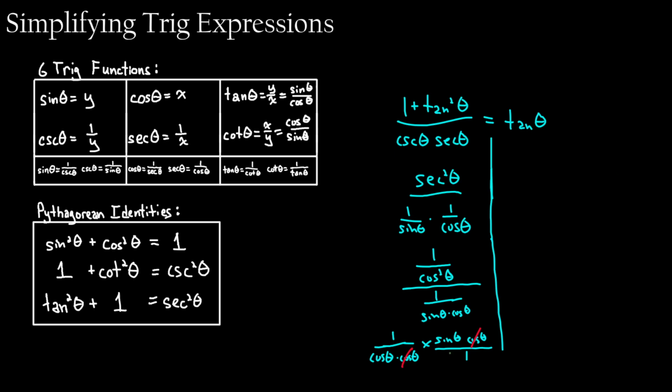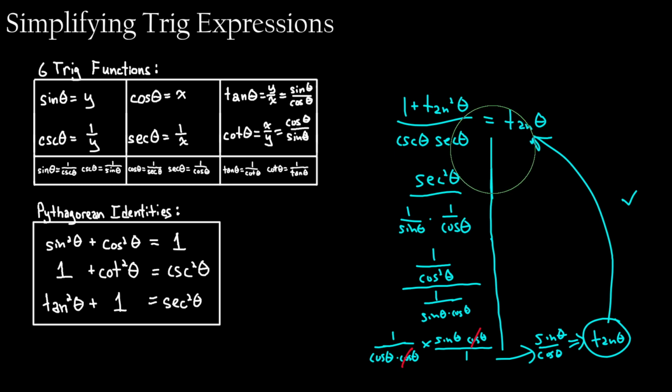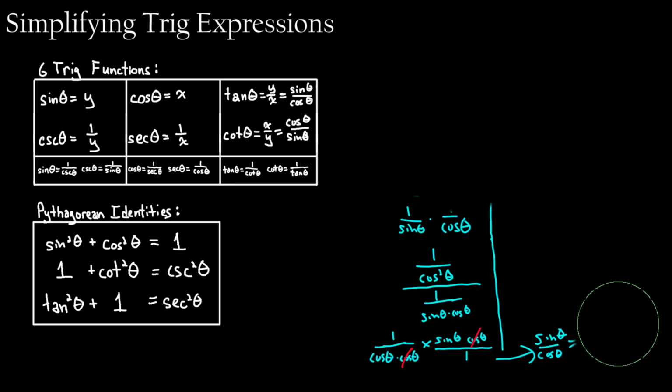And I have run out of room here, but let's just move this over here. So that is going to be sine over cosine, which becomes tangent of theta, which is equal to that guy right there. So boom, it is verified. That was a bit of a long one there, right? Okay, let's do maybe just one more here.